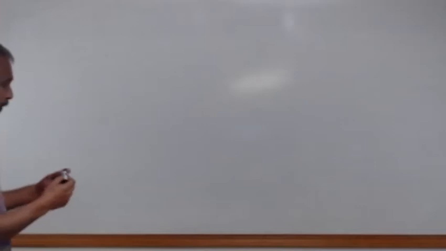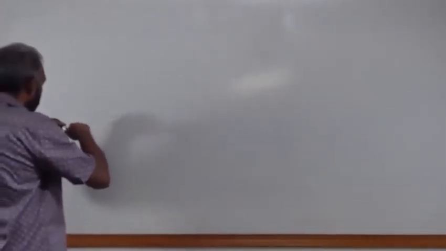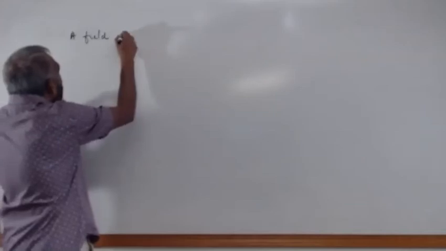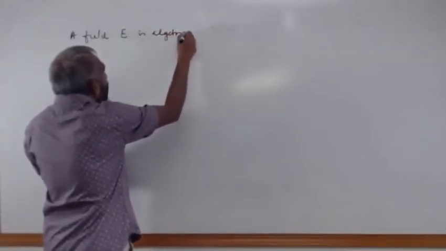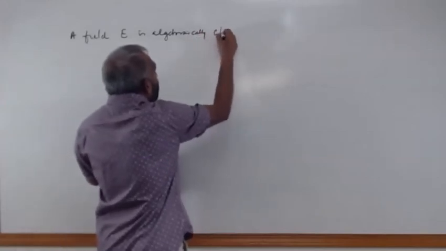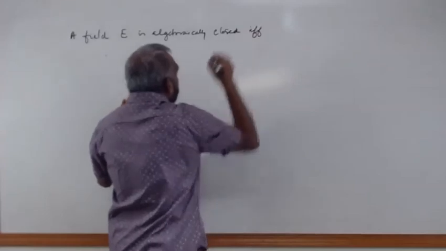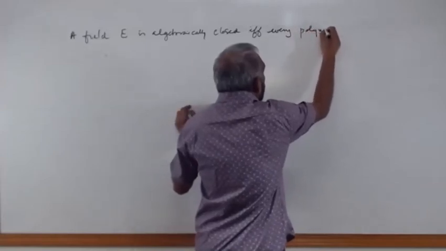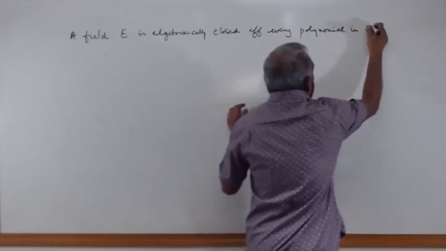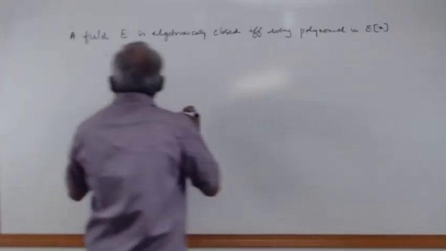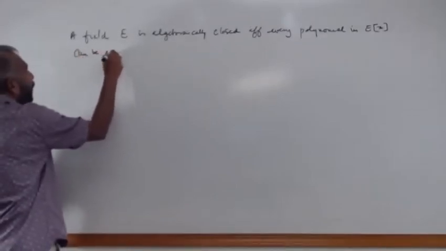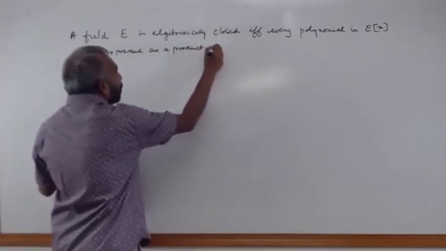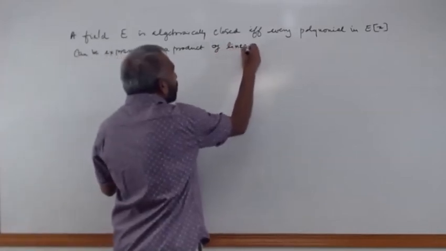So the result is: a field E is algebraically closed if and only if every polynomial in E of x can be expressed as a product of linear factors, linear polynomials.